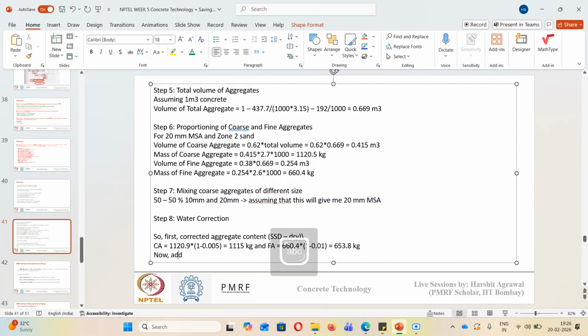Now, additional water to be taken to convert these aggregates into SSD will be 1115, which is my dry aggregate content, into 0.005 plus 653.8 times 0.01. So this is the total water that these aggregates will absorb, and this I need to add with the free water content that I determined initially.